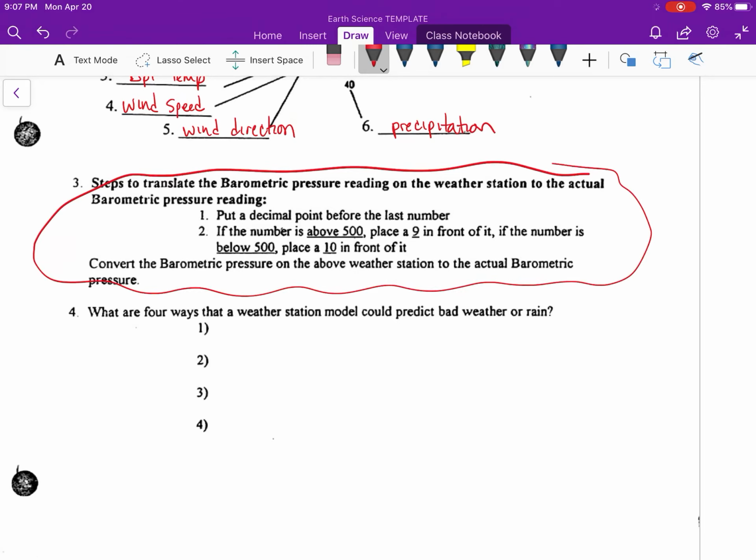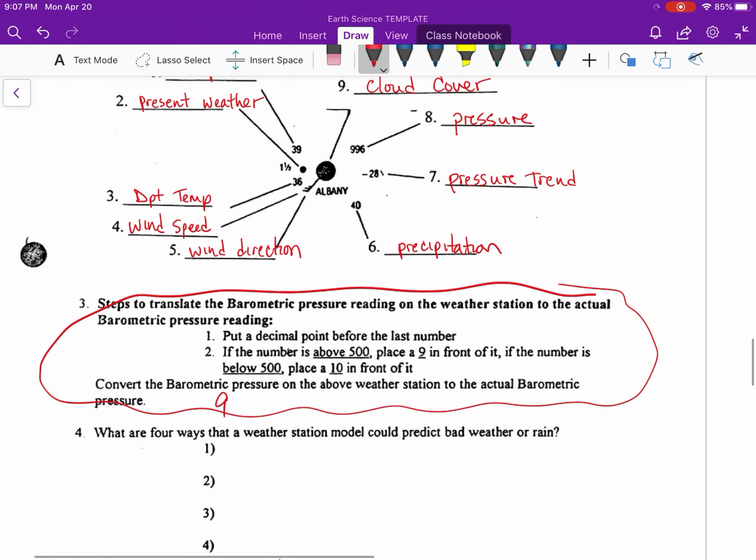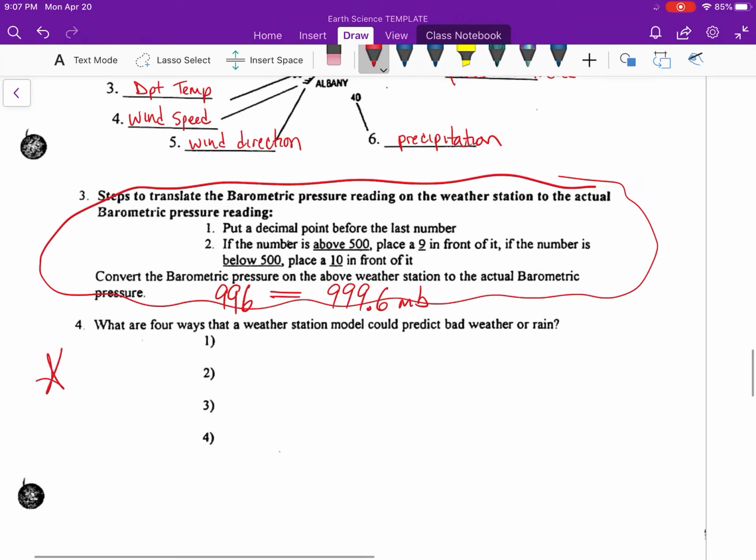So this is not a question. It's just telling you to practice converting. All right, convert the barometric pressure on the above weather station model. That's the only part. So it says 996. That is greater than 500. So you put a 9 in front, decimal and the unit. Okay?